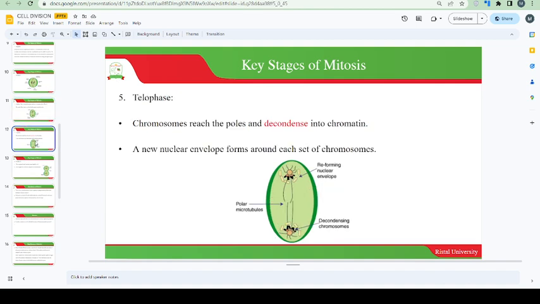Telophase. During telophase, the chromosomes reach the poles and decondense into chromatin. A nuclear envelope forms around each set of chromosomes, as depicted in the diagram below.